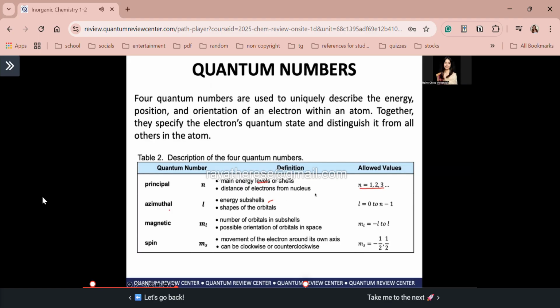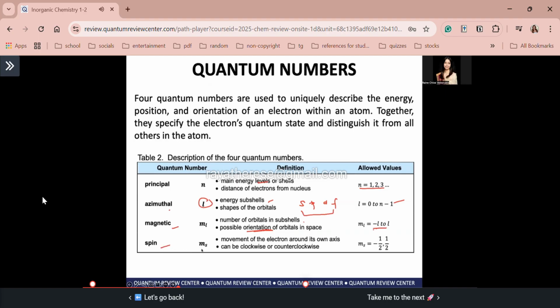Next we have the azimuthal quantum number l, which describes the energy subshells and the shape and type of the orbital. So the value of l can be from 0 to n-1. The types of orbitals na dinedescribe ng l quantum number are the s, p, d, f orbitals, wherein each of them have different l values and shapes. Third is the magnetic quantum number m sub l, which describes ilan ang orbitals found in a subshell. It also describes the possible orientations of the s, p, d, and f orbitals in space. So the allowed values for m sub l is from negative l to l.